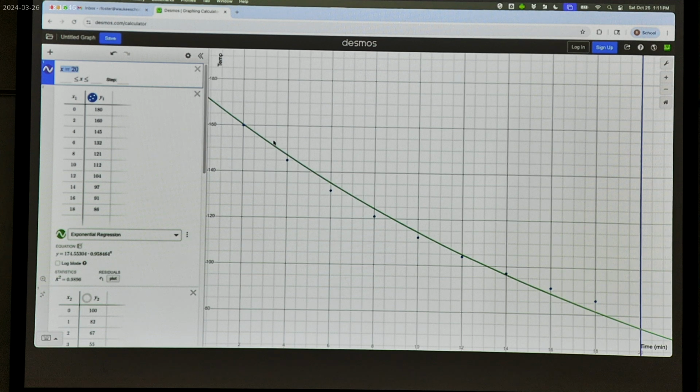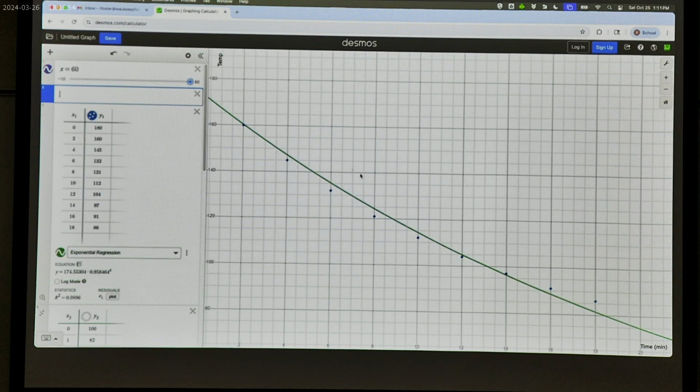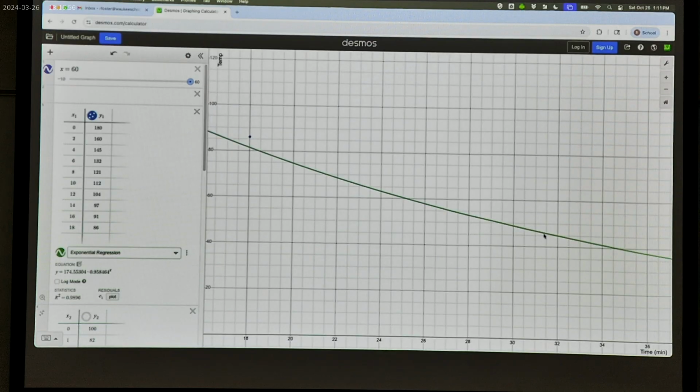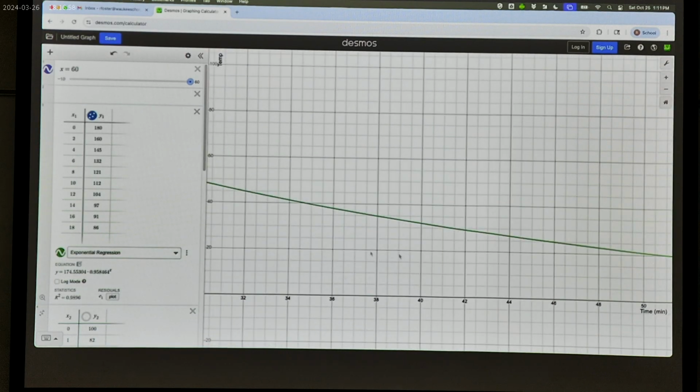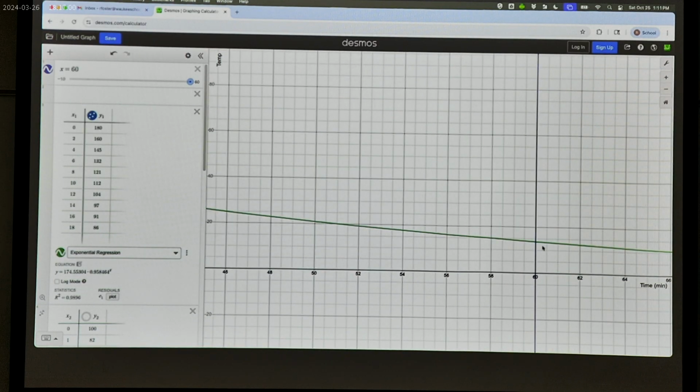So what does the model predict the temperature will be after 60 minutes? All right, well, let's see that. We have x equals 60. But about 13 degrees Fahrenheit.